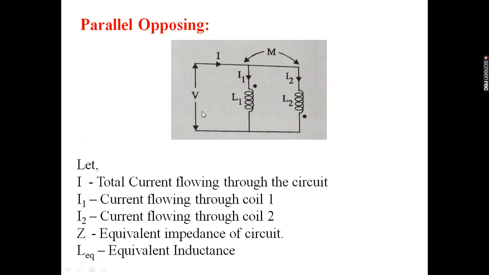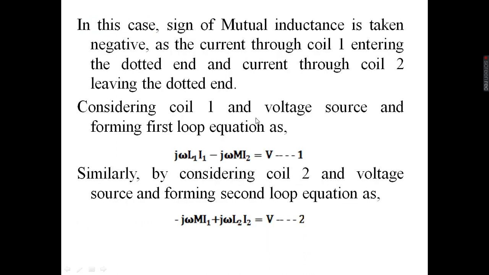Now let us come to parallel opposing. In this case also we are going to see the same thing we have seen in the parallel aiding. You can see here we got two coils, and the only difference in this case is that the current through coil 1 enters the dotted end and the current through coil 2 leaves the dotted end. That means the polarity or sign of mutual inductance must be made negative. So everything is the same as in the earlier case.